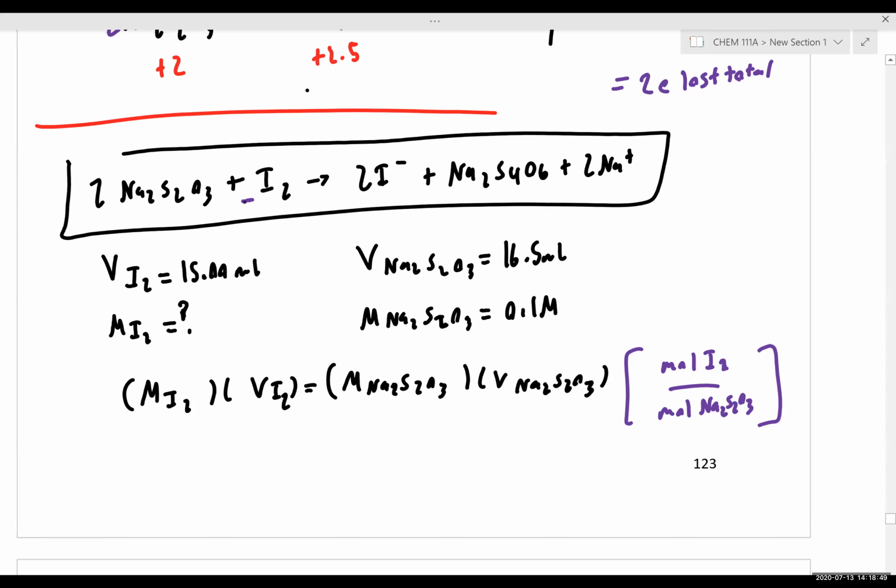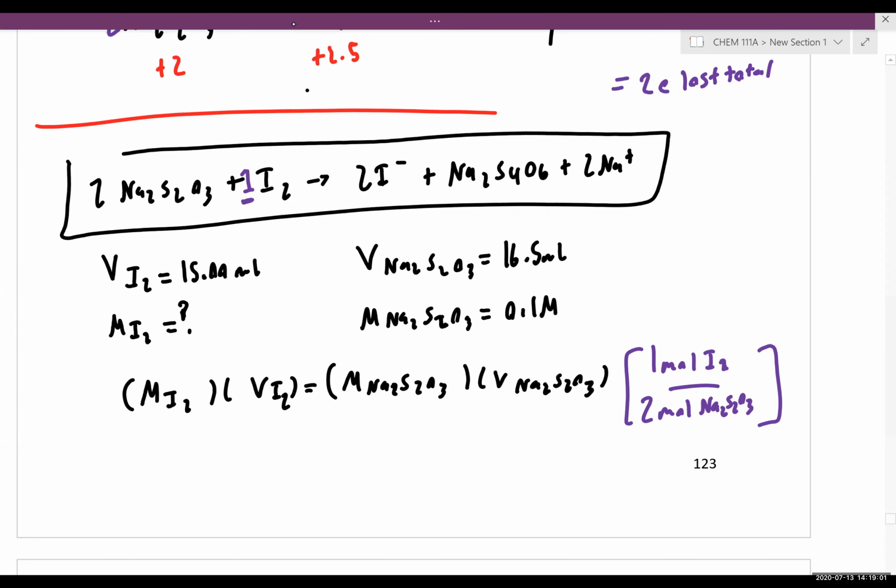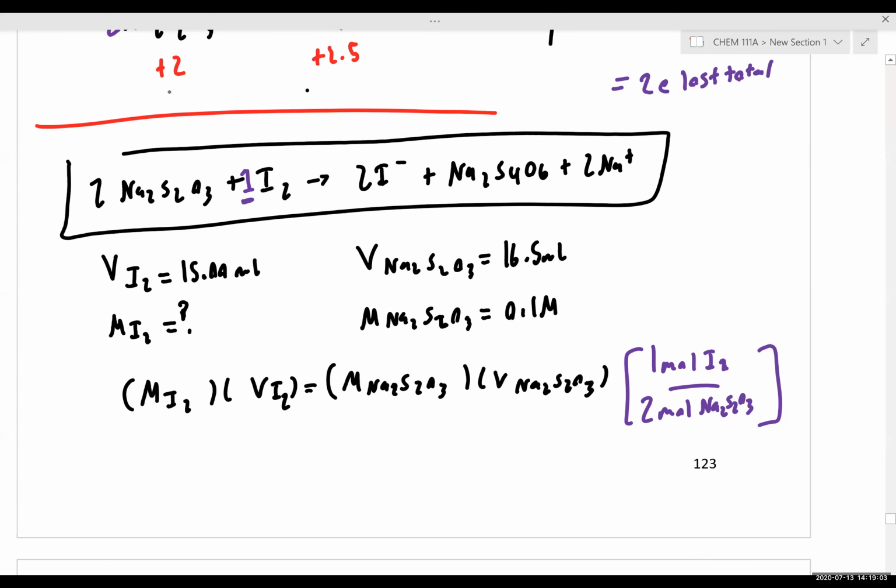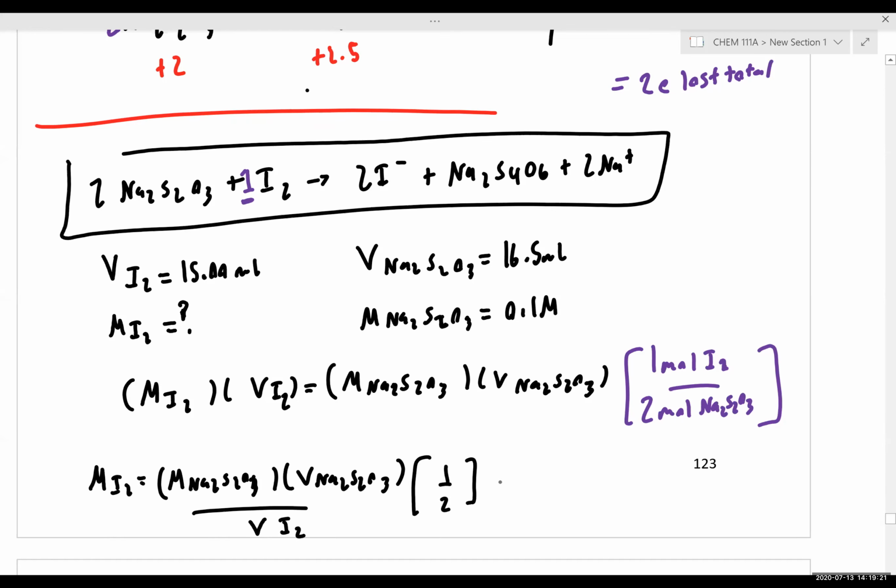Well, look, what's the coefficient in front of iodine, I2? The coefficient in front of I2 is 1, and the coefficient in front of thiosulfate is 2. So it's just a 1-to-2 ratio. Exactly right. So now the molarity of iodine is equal to the molarity of thiosulfate times the volume of thiosulfate over the volume of iodine times 1/2.